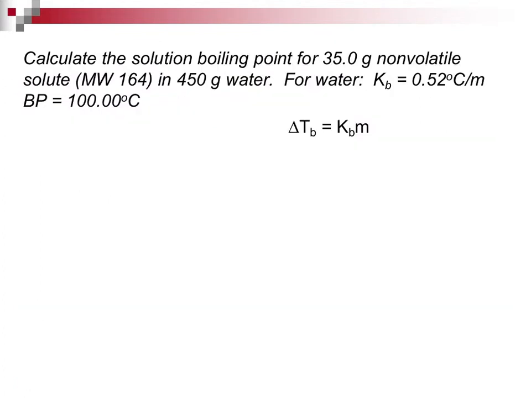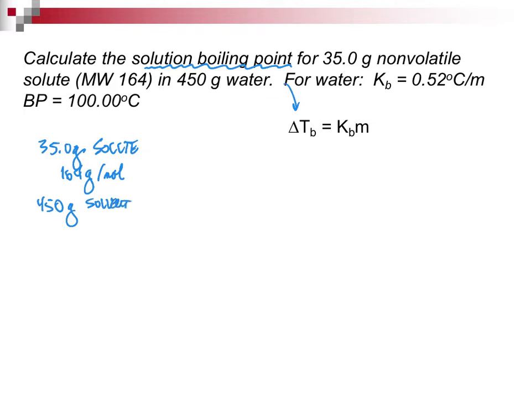Let's show in a problem what we would do. We want to know what is the solution boiling point. Well, whatever it is, we're going to have to add on our delta TB. What information haven't they given us? 35 grams of our solute. It has a molecular weight of 164 grams per mole. They told us 450 grams of water, that is our solvent, and they told us the KB, 0.52 degrees centigrade per molal, and they told us the boiling point of water, 100.00 degrees centigrade.